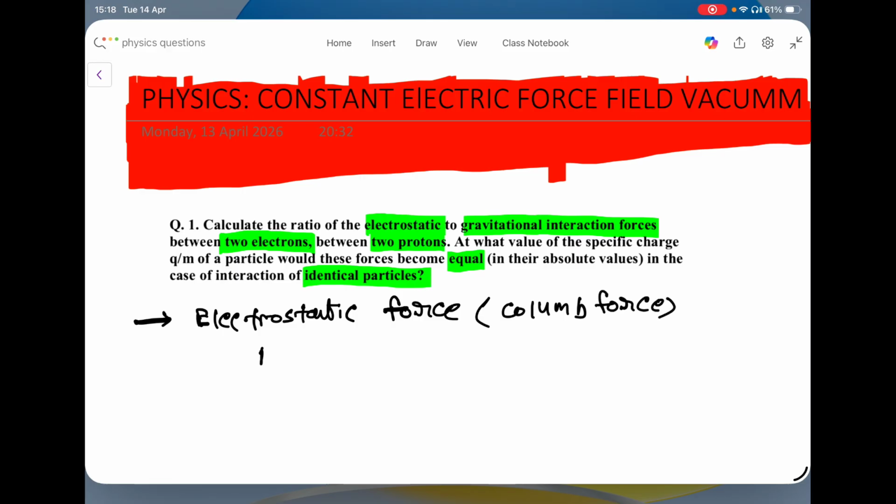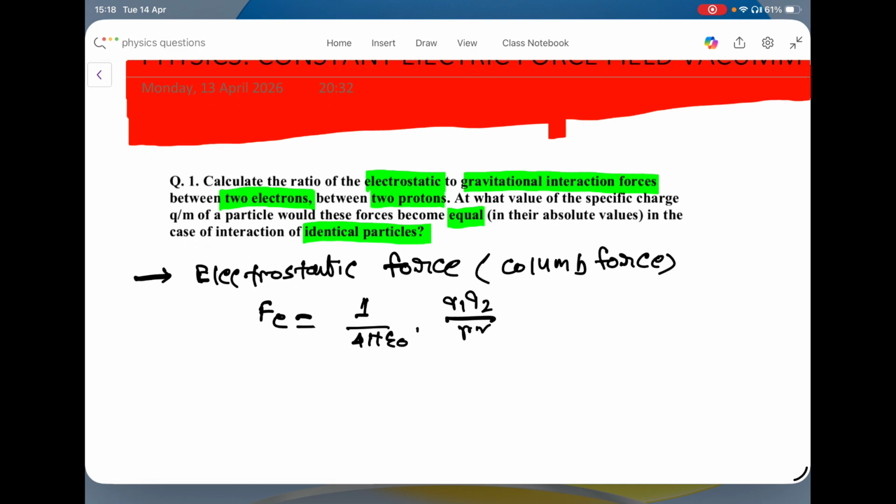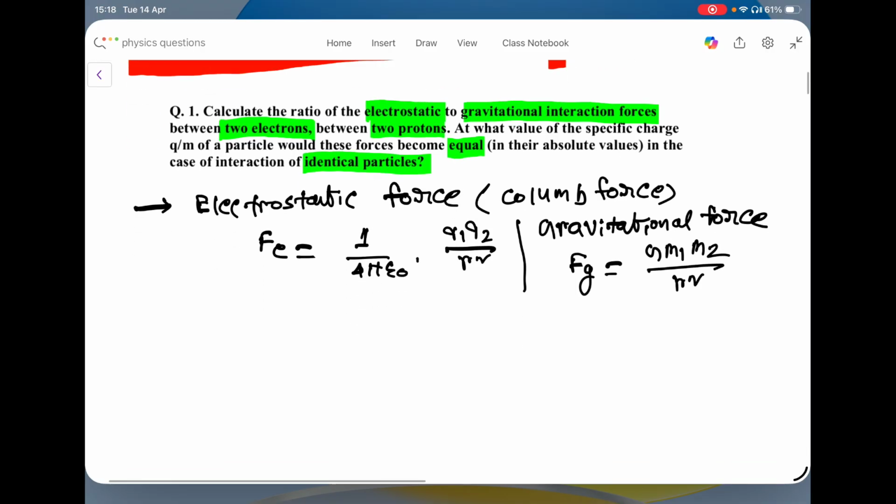So let us represent it as F of E. This was 1/4 pi epsilon naught into q1 q2 by r square, right? And second is what was the gravitational force. So gravitational force, if we represent it by F of G, it was G into m1 m2 by r square, right? So now what will be the ratio of F E by F G?